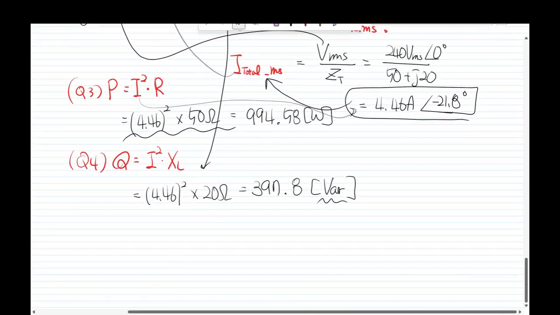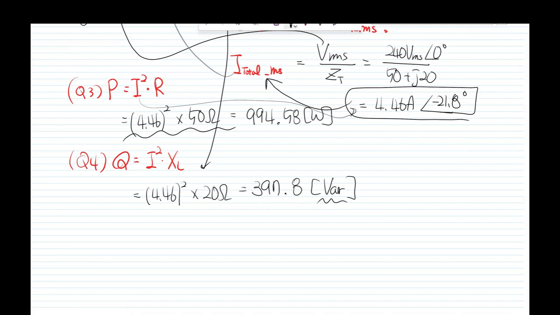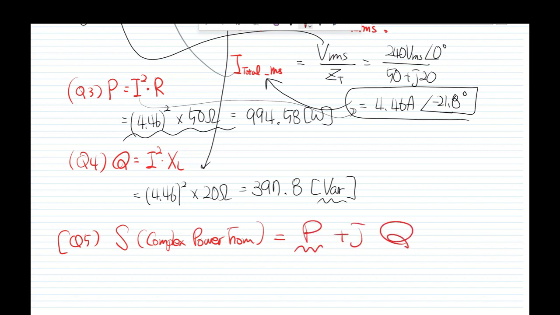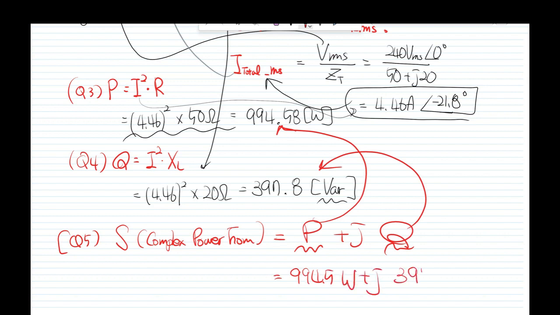Any questions? All right. Q5: what is S, the complex power form? That is P plus jQ. P we have already calculated, and Q we have already calculated. So 994.5 watt plus j397.8 VAR.